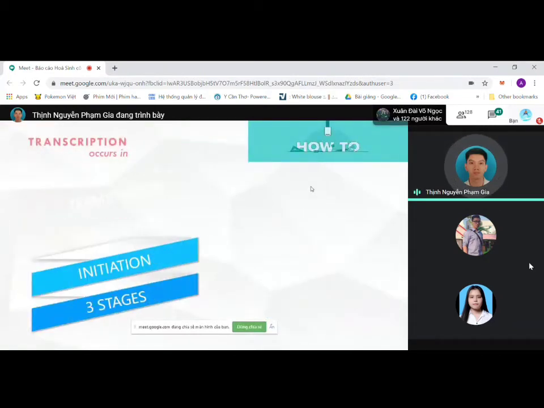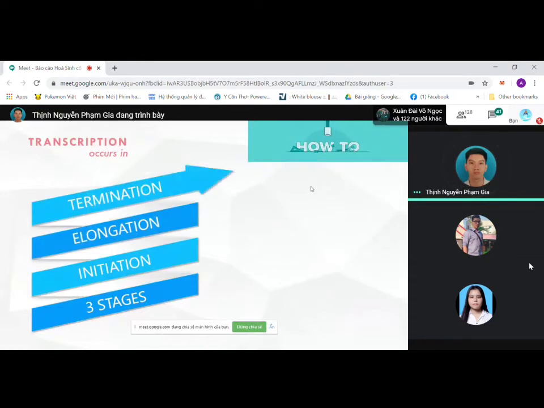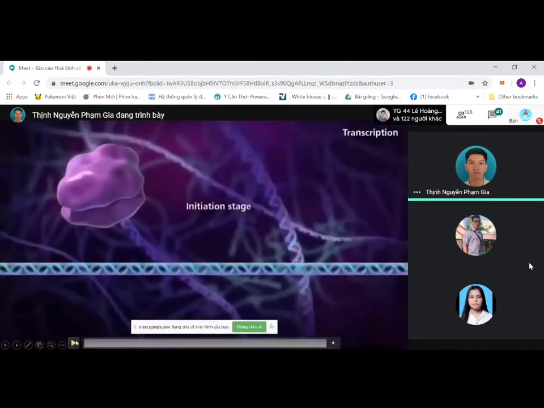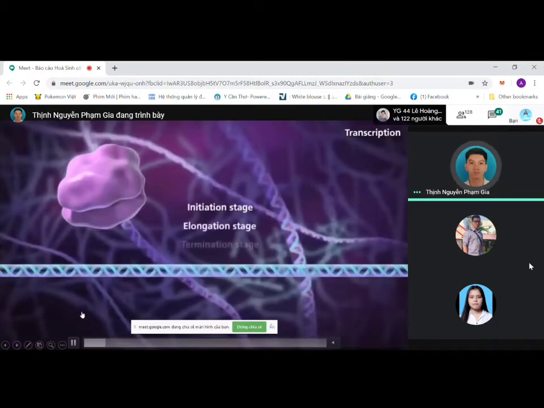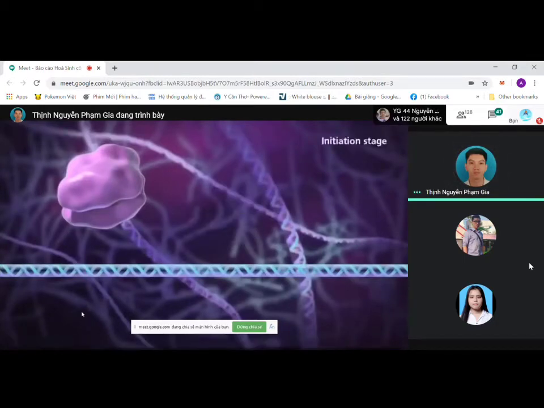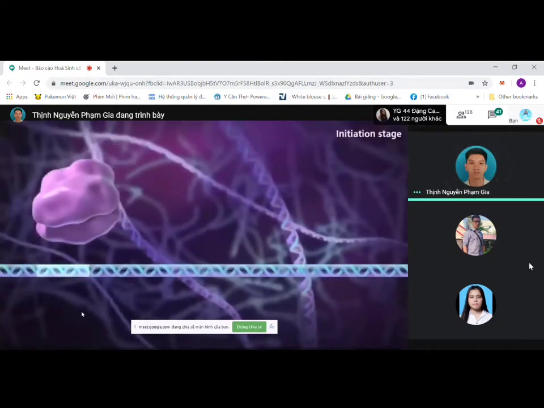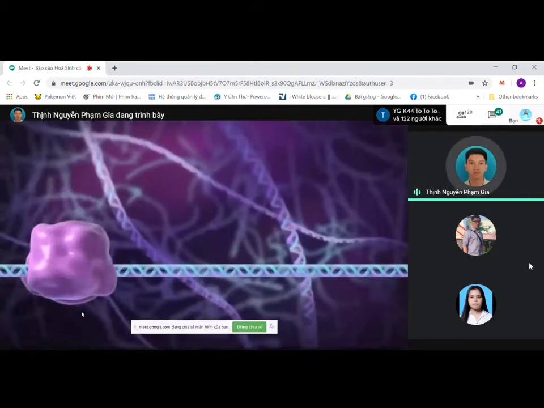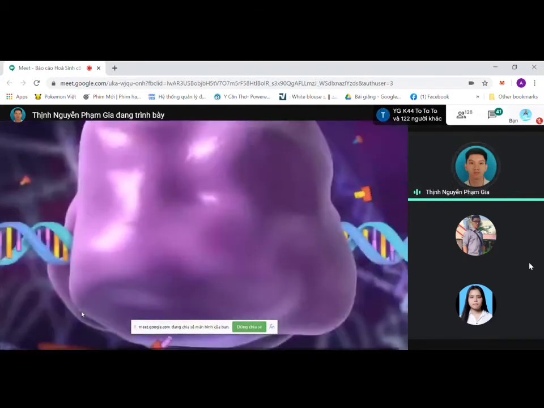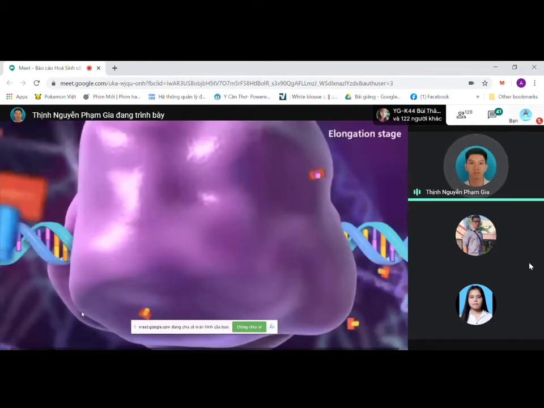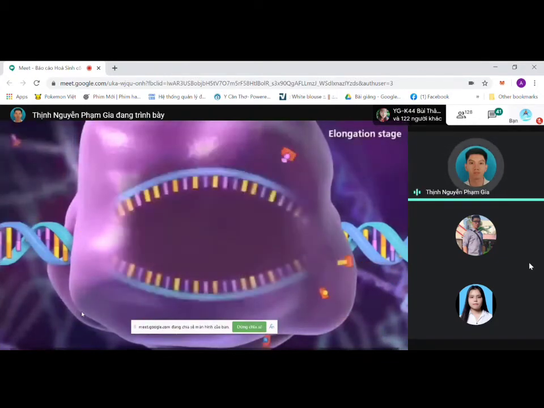Transcription also has three stages. In the initiation stage, RNA polymerase binds to special regions in DNA called promoters. In humans, the promoter is the TATA box. This unwinds the DNA double helix and provides a single-chain template in the 3' to 5' direction needed for transcription. Transcription starts from here, at the initiator site.